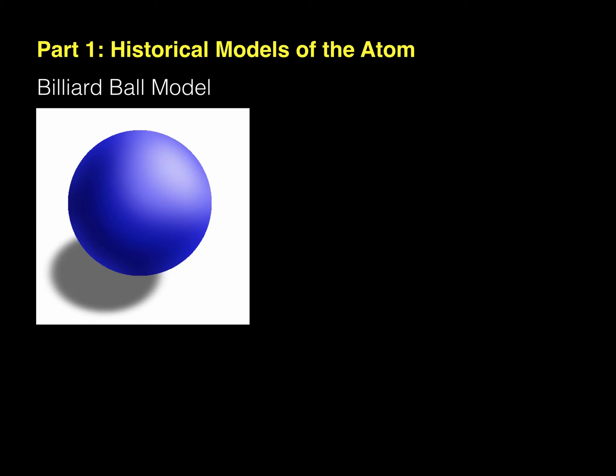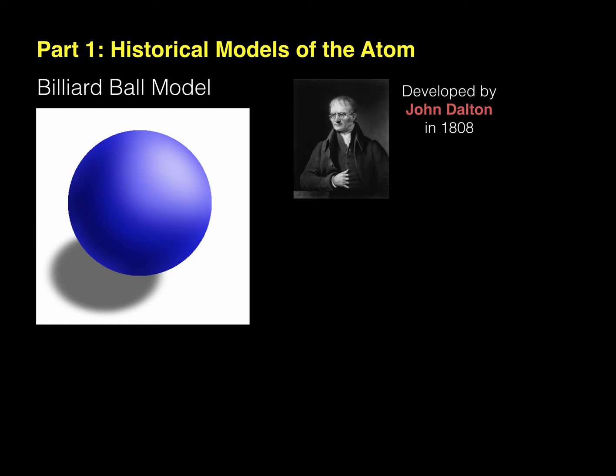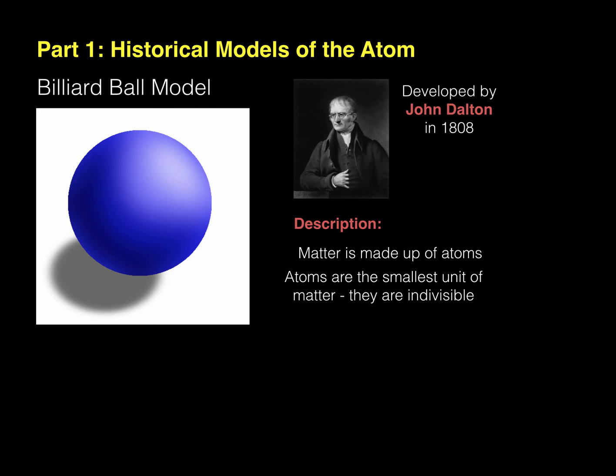In the 1800s, we started out with the billiard ball model of the atom. This model was developed by John Dalton in 1808. He said that matter is made up of atoms. Atoms are the smallest unit of matter, and they are indivisible. This means they can't be taken apart into smaller pieces. Atoms of each element are identical. This is the foundation of modern atomic theory.